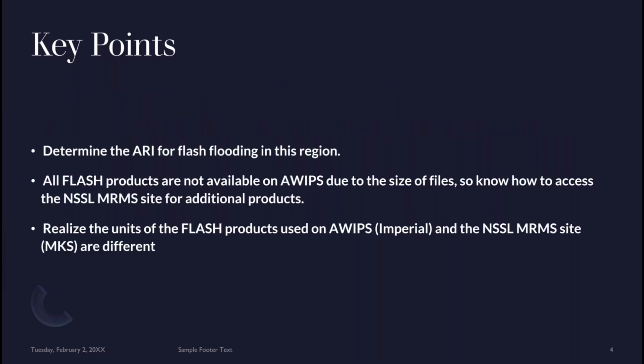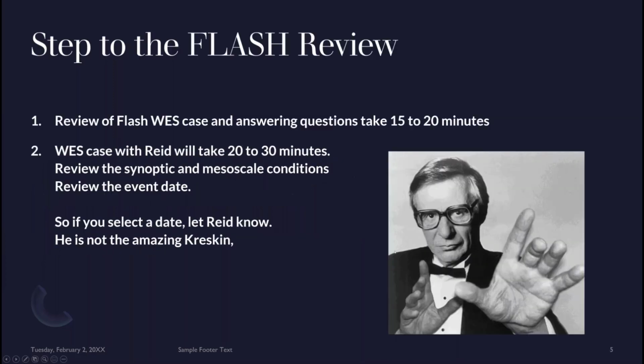Also, you have to realize that not all flash products are available on AWIPS. They had to remove some because they were taking up too much bandwidth on the SBN. For those that aren't available, you may want to use the NSSL MRMS site for additional products. And you have to realize that if you're using AWIPS, it's imperial units, cubic feet per second, versus meters per kilometer per second for the MRMS site. There's a little bit of difference in the units to be aware of.